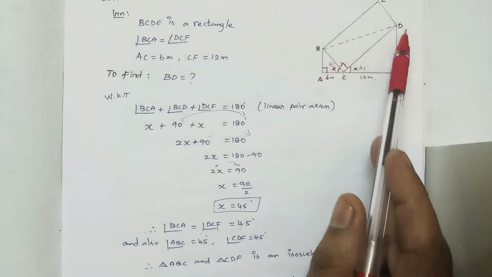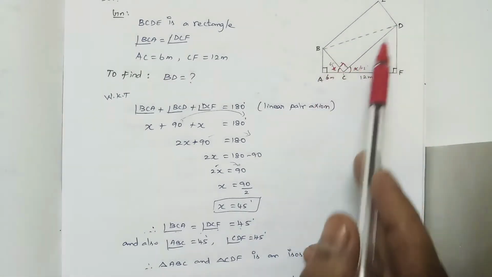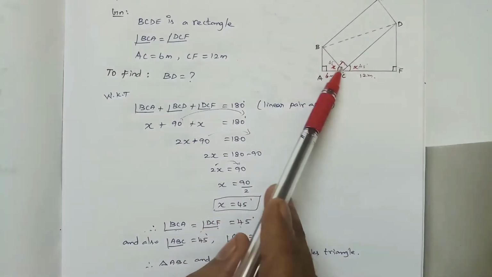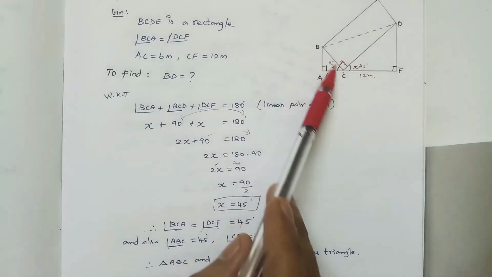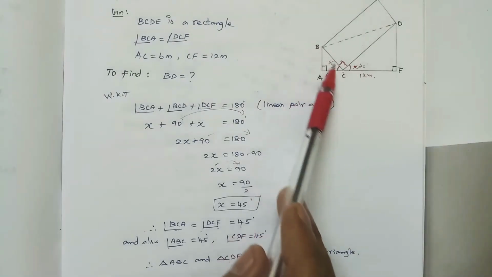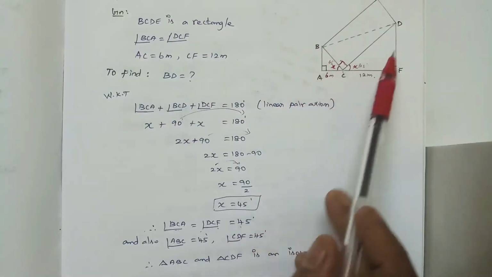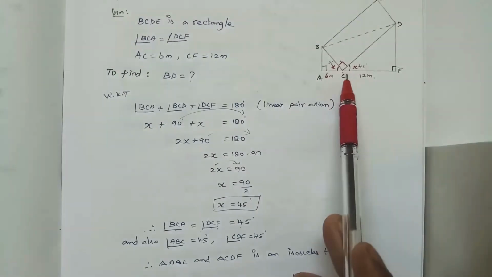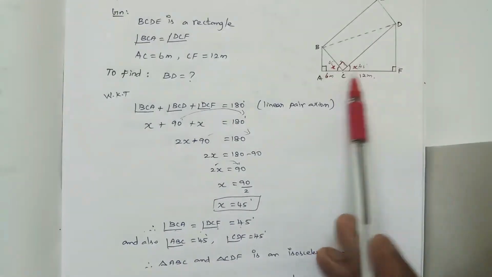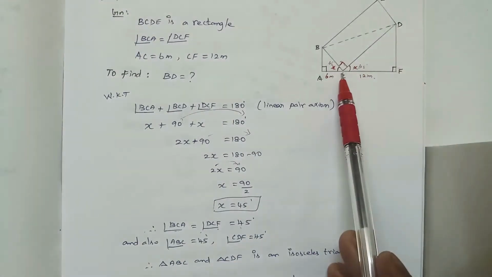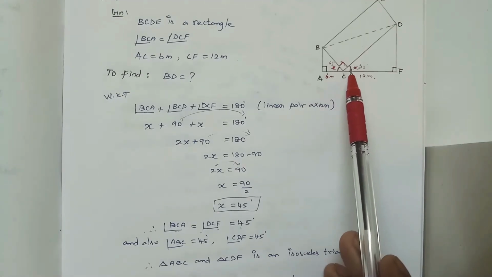In right angle triangle BCD, first we want to find BC and CD. How are we going to find BC and CD? See, BC is a side of the right angle triangle ABC, and CD is a side of the right angle triangle CDF. In right angle triangle CDF, CD is a side. So we are going to find the side.